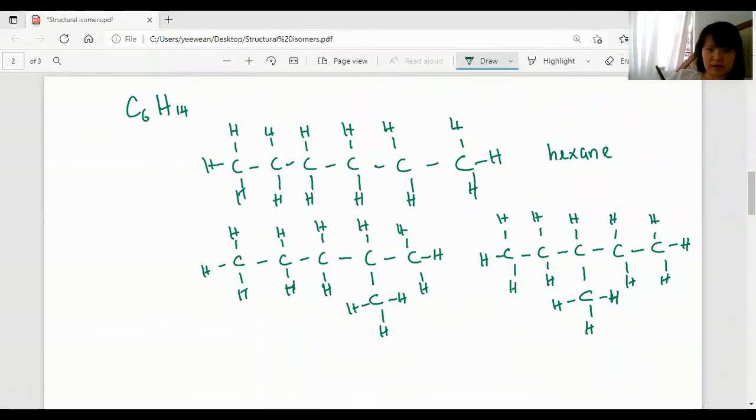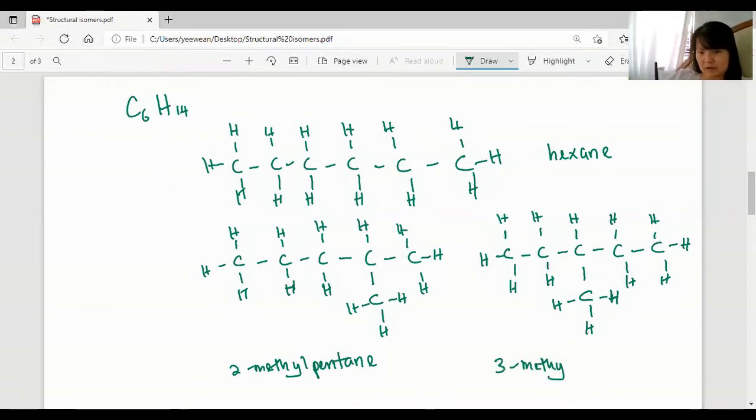So that's hexane. This one here would be 2-methylpentane. This would be 3-methylpentane. Let's try the next one.